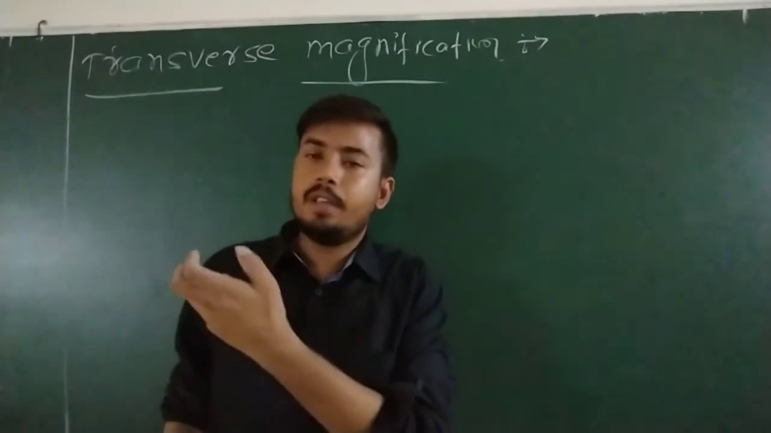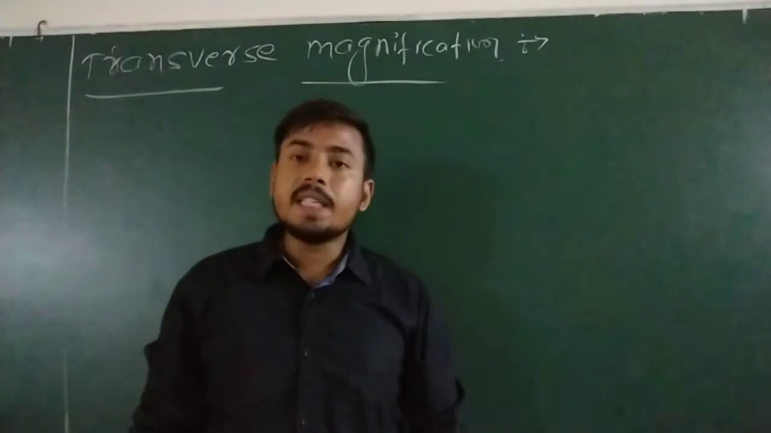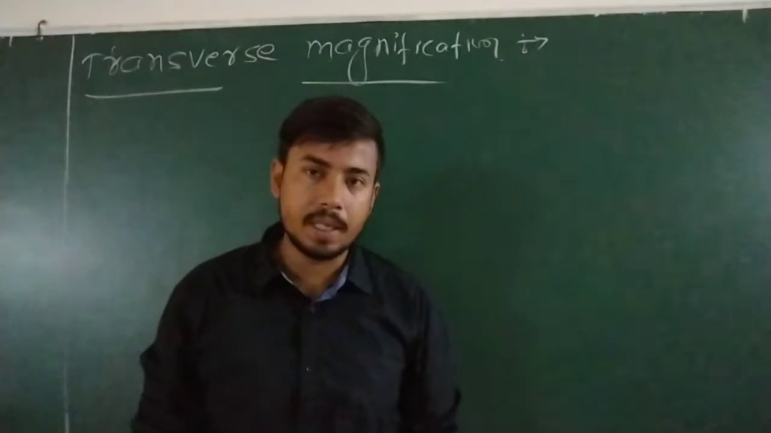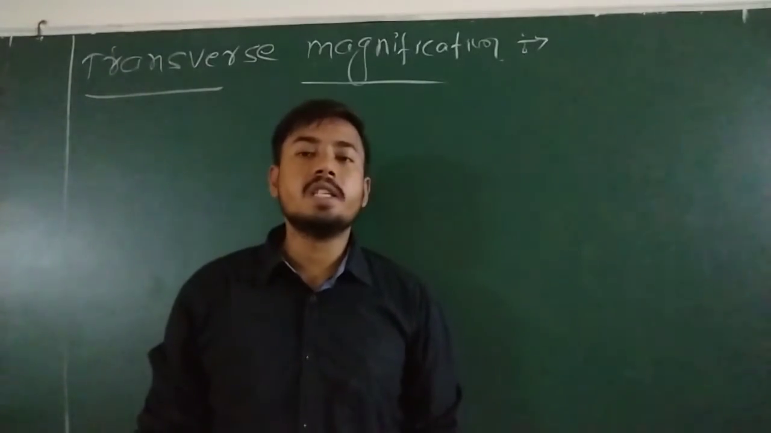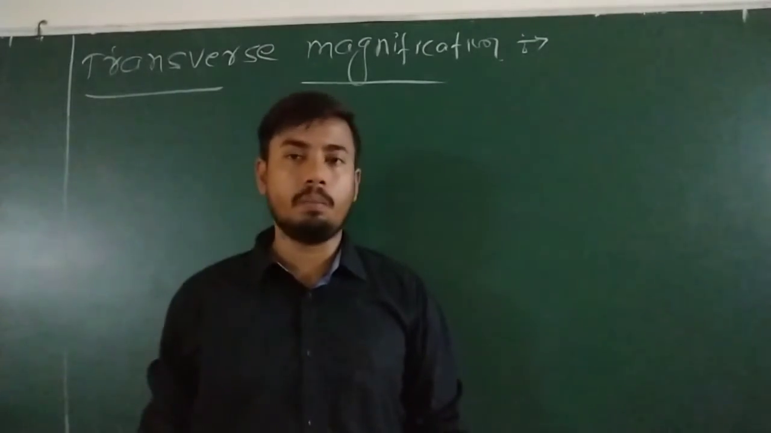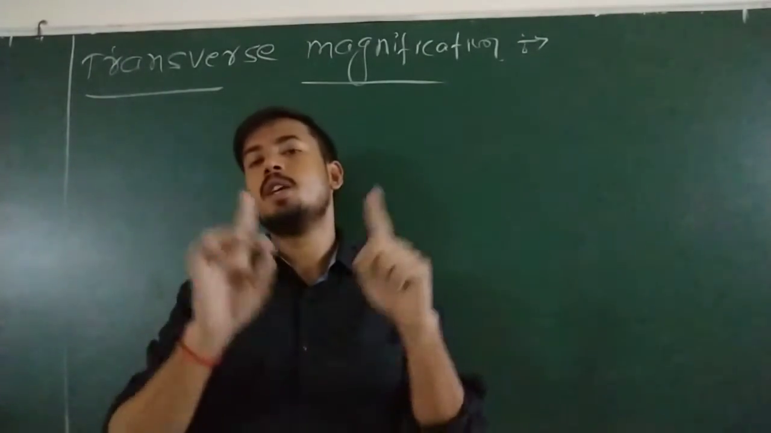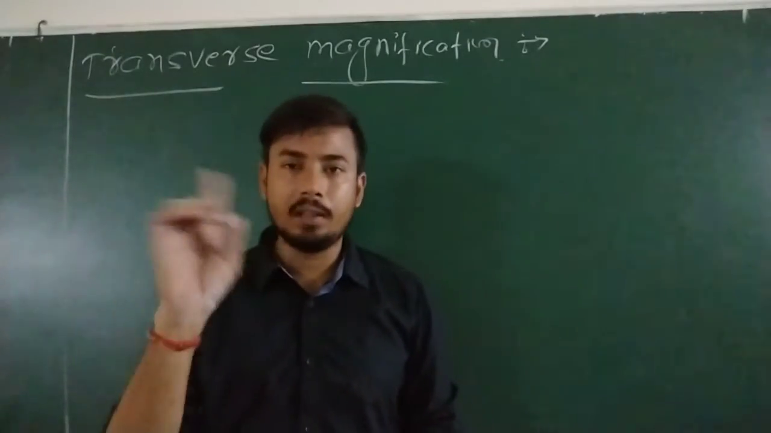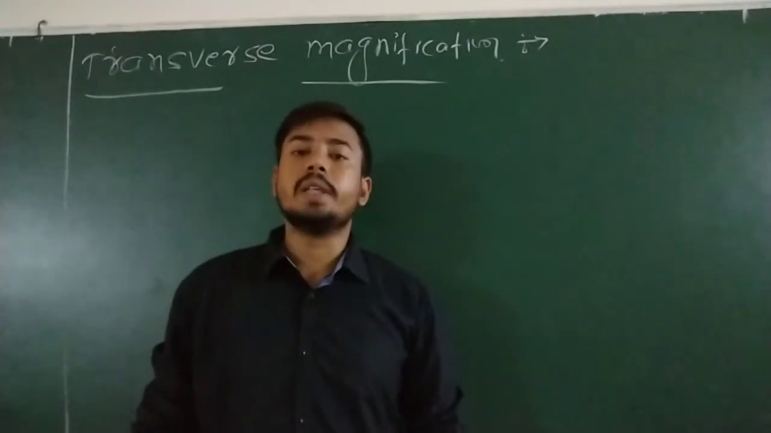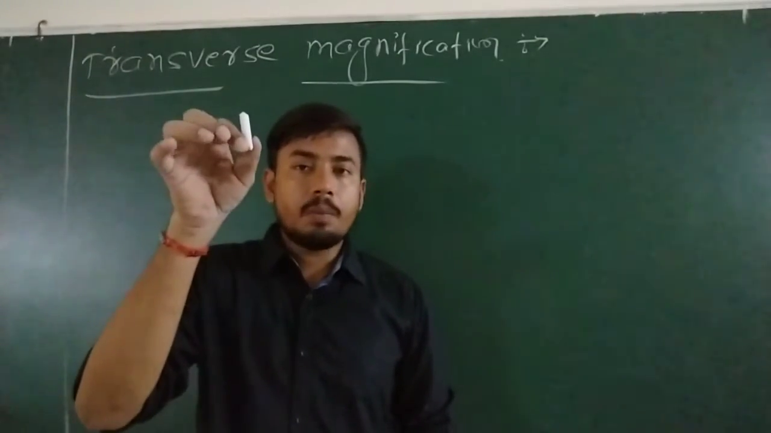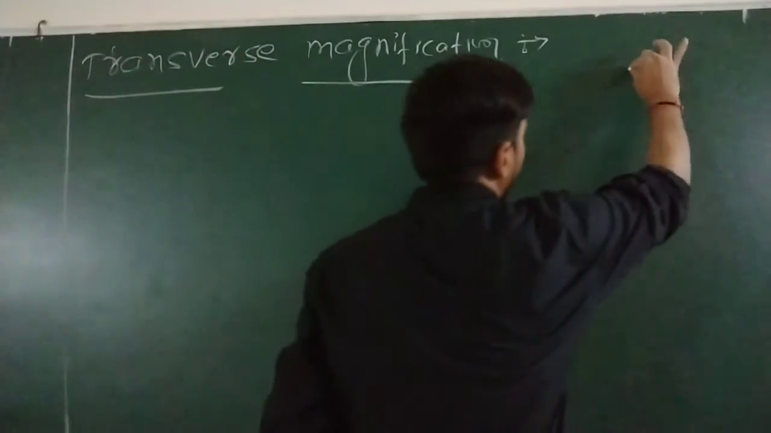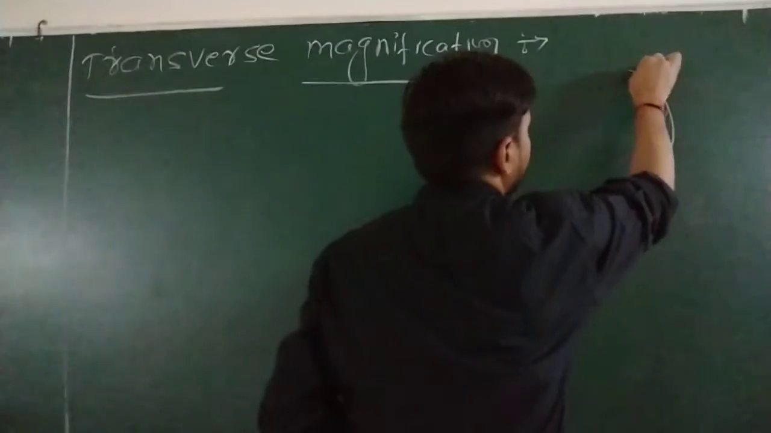So I'm telling you the definition, then I will write it here. It is defined as height of image to the height of object when the object is kept perpendicular to the principal axis. So here 2 points you have to keep in mind. First, height of image to the height of object, not length, not area, only height of image to the height of object. Second thing, the object must be perpendicular to the principal axis. So first of all, see the diagram, then I will write the definition.